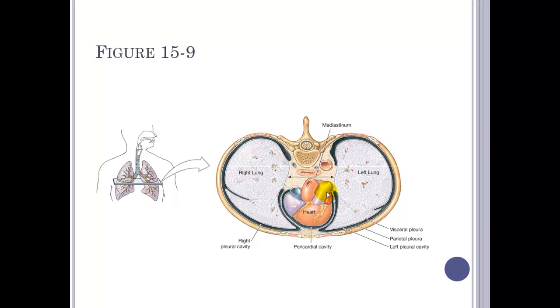This is a cross section from the top with the heart in place. Left lung, right lung. 3 lobes, 2 lobes. Esophagus is here. This is the spine.